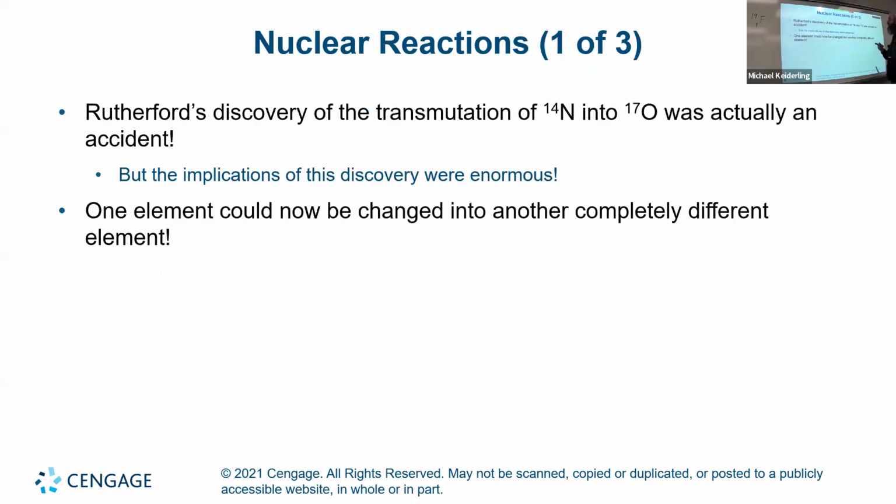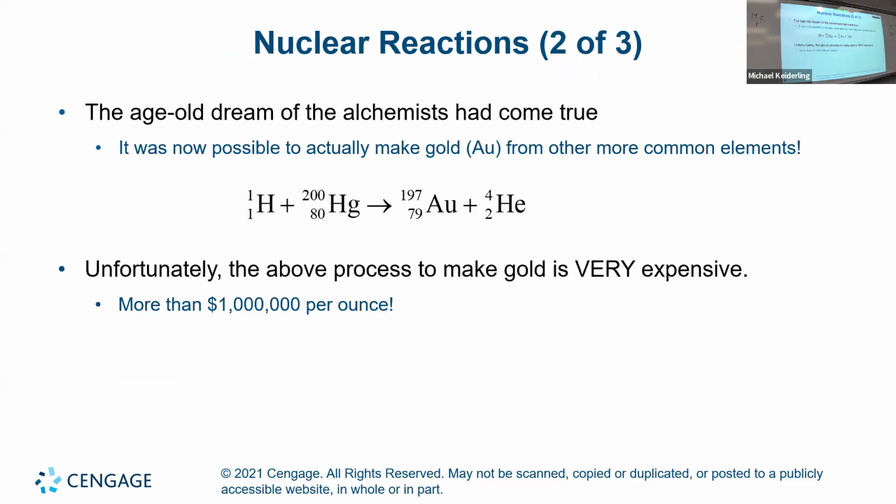And Rutherford's discovery of the transmutation of nitrogen-14 into oxygen-17 was actually an accident. But the implications of the discovery were enormous. One element can be changed into a completely different element. And the dream of the alchemists has come true. It's now possible to actually make gold from other, more common elements. And this was actually done.